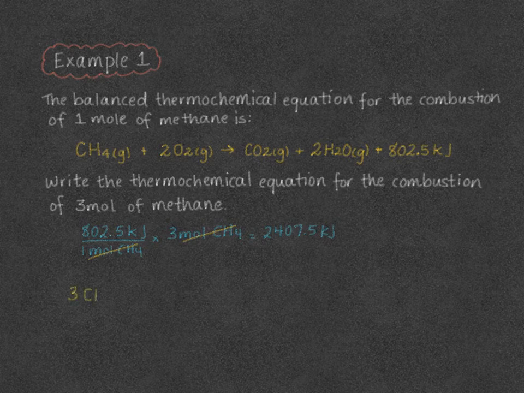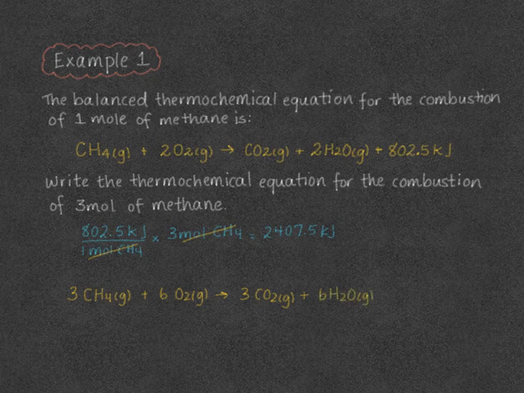So this is going to give us 3CH4 plus 6O2 produces 3CO2 plus 6H2O plus 2,407.5 kilojoules of energy.